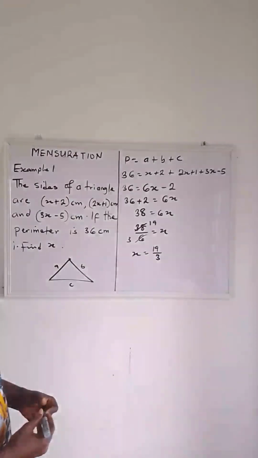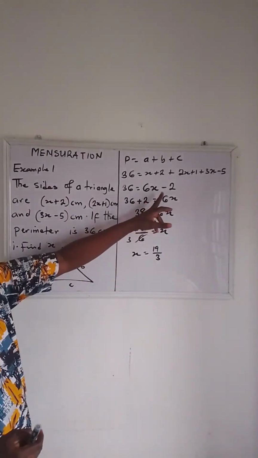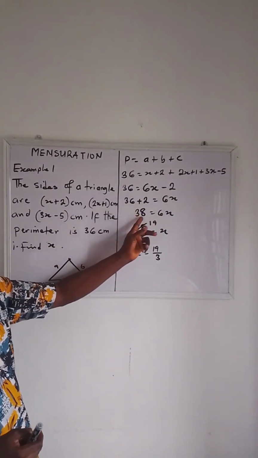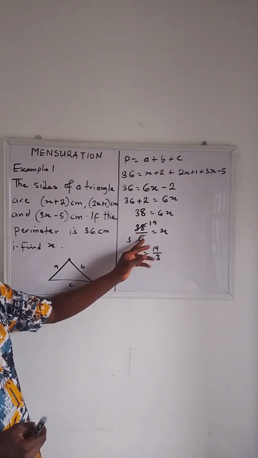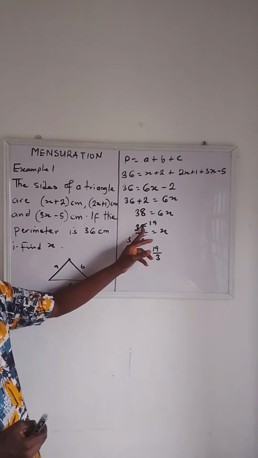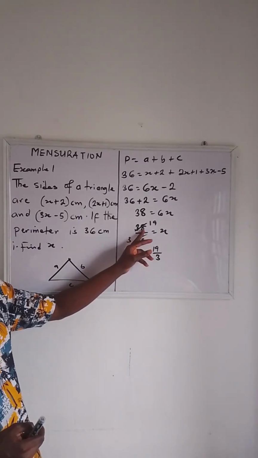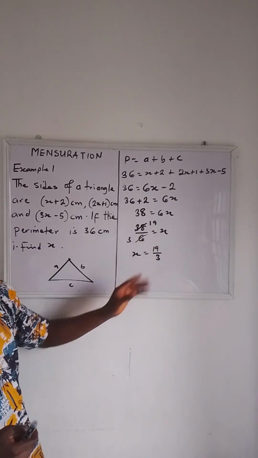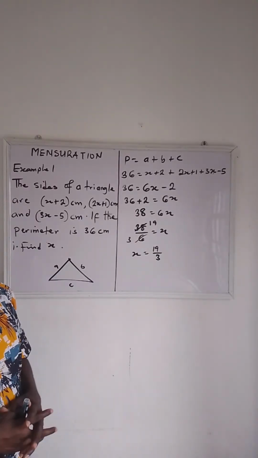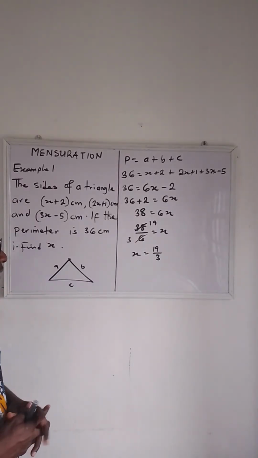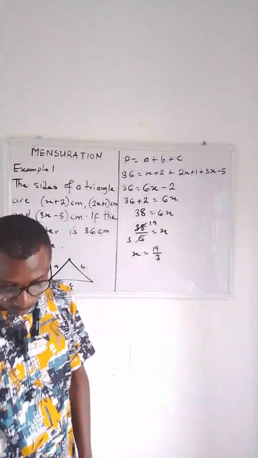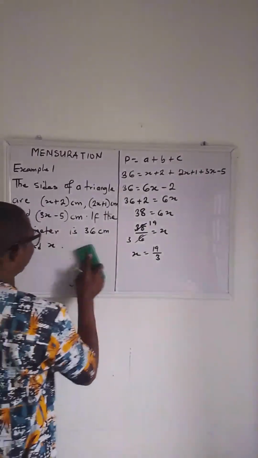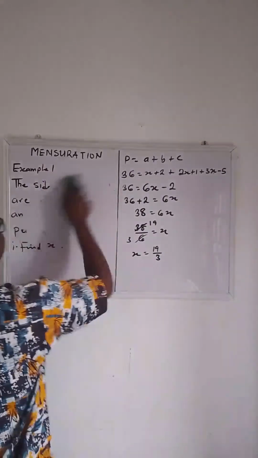Okay, will this now be correct? All right. So now once you add this together, you have 38. You divide both sides by 6. Now 2 goes in 6 is 3, and 2 goes in 38, we have 19. So we have this. I hope that is okay now. All right. So now, can we now move down to something else?